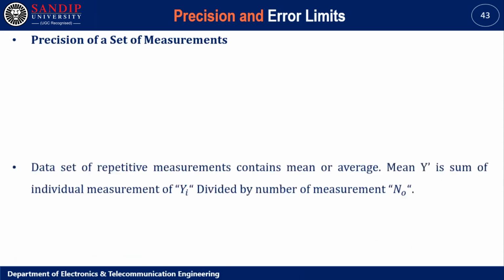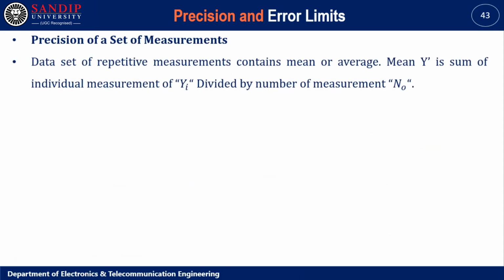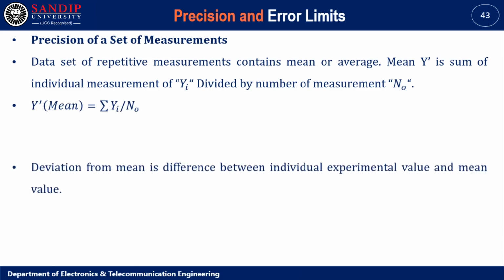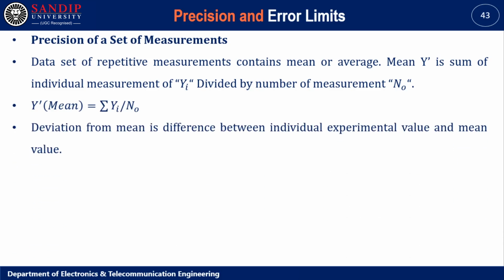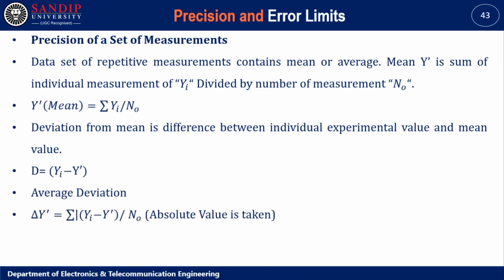Precision of a set of measurements. A data set of repetitive measurements has a mean or average, where y dash is the sum of individual measurements yi divided by the number of measurements n0. That is, y dash = summation of yi divided by n0. Deviation from the mean is the difference between an individual experimental value and the mean value, that is, d = yi - y dash. Average deviation: delta y dash = summation of |yi - y dash| divided by n0. That is, the absolute value is taken.